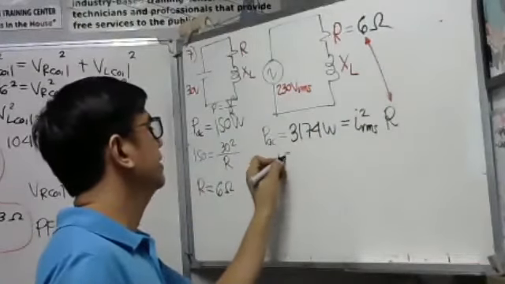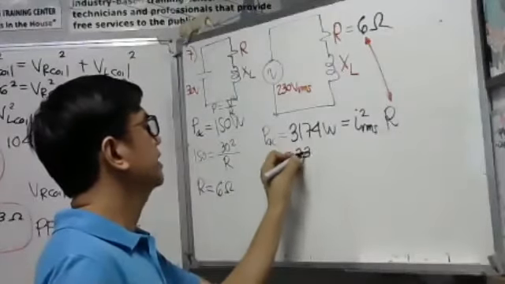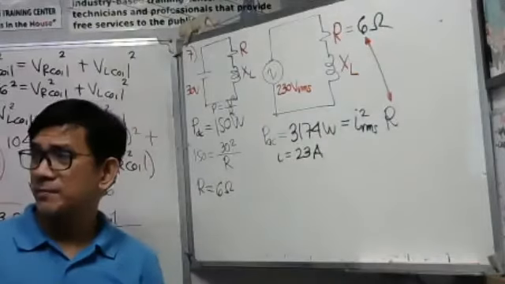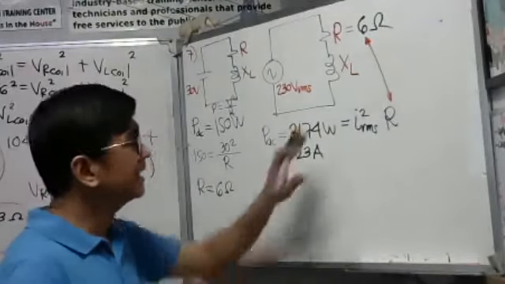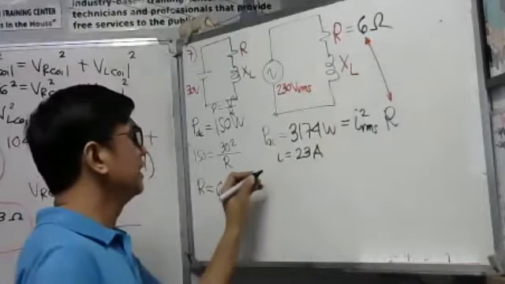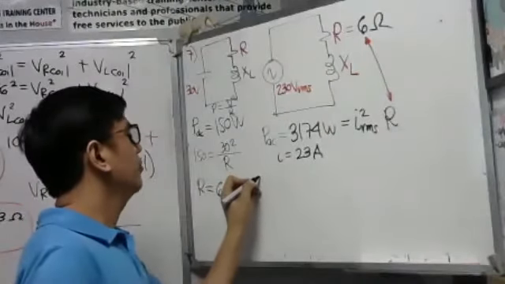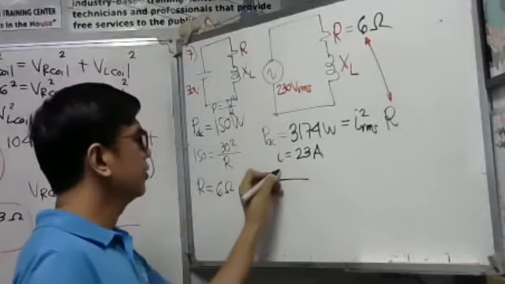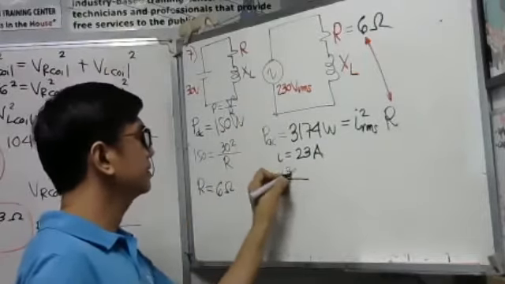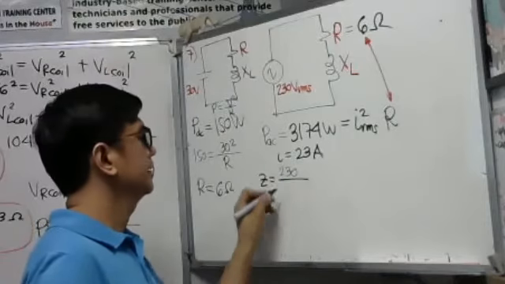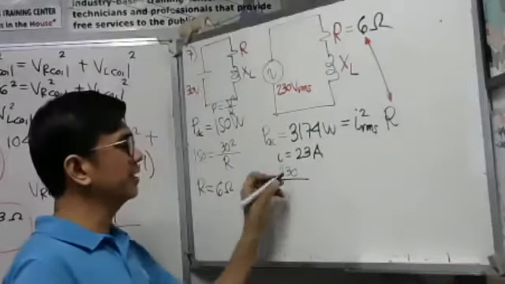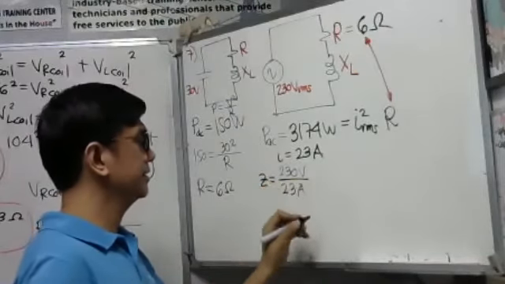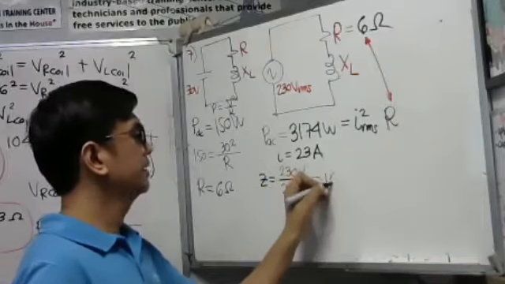The I here will be equal to 23 amperes. So what is the unknown in the problem? Find the reactance of the coil. Basically, our X sub L is the unknown. So let us have our impedance. By Ohm's law, we have 230 volts divided by 23 amperes. So you will have here 10 ohms.